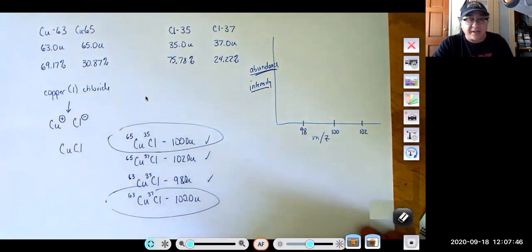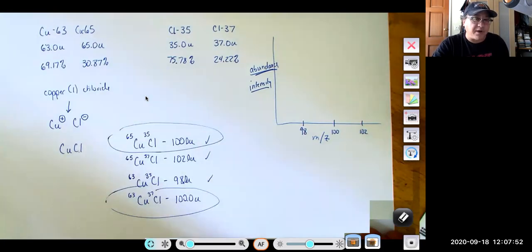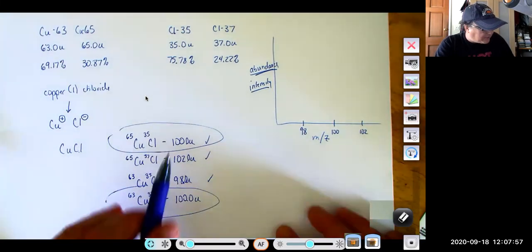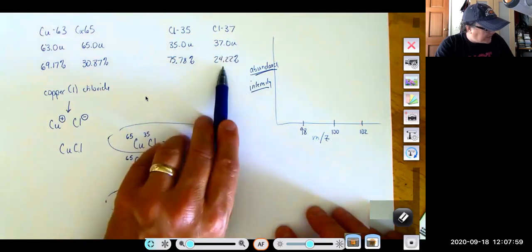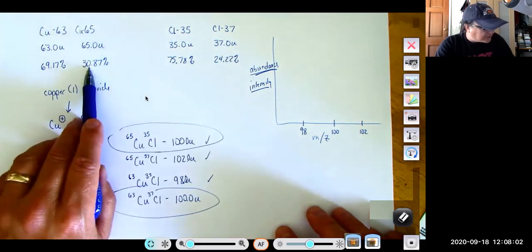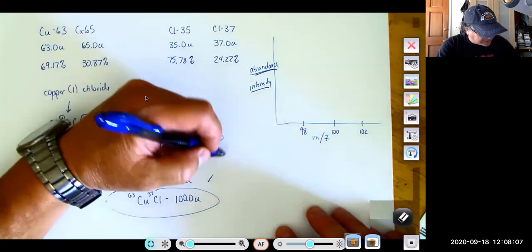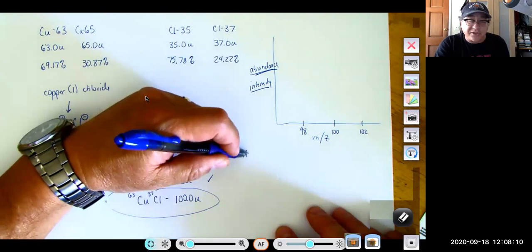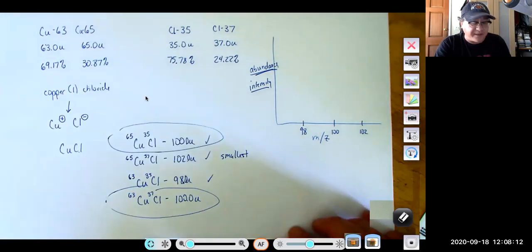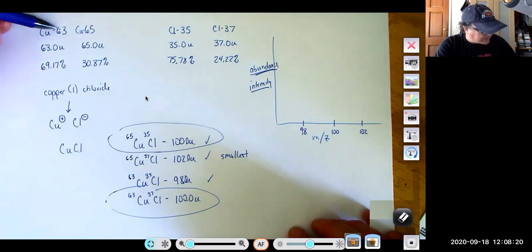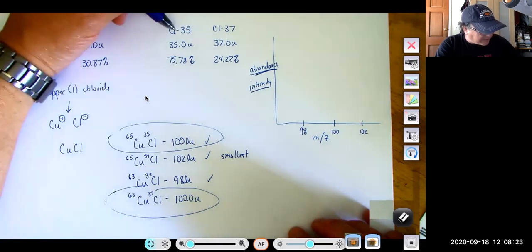Which one is going to be the smallest? And the answer is, whichever two isotopes have the least likelihood of showing up, if you combine those two, that should be the smallest peak. So if we take a look at above, we've got 37 at 24% and 65 at 30%. So the addition of these two, 37 and 65, that should be the smallest. Why? Because their isotopes are not very abundant. They're rare. Now, if we take a look at the two that should be the most abundant, we've got a 63 at 69% and a 35 at 75%.